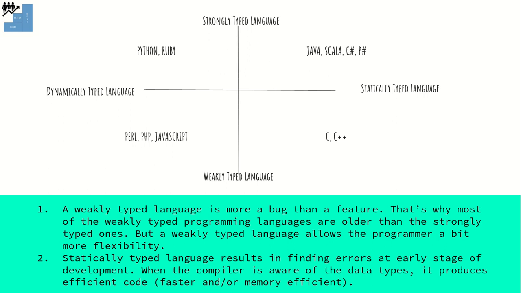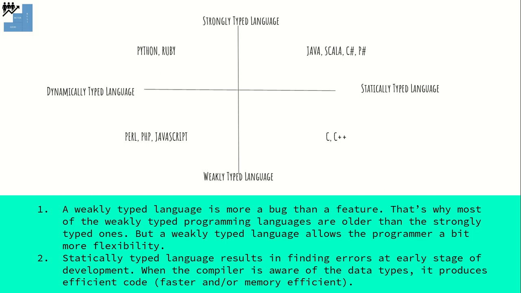Here is an XY axis based diagram which puts various languages into various quadrants based on whether they are strongly typed or weakly typed, statically typed or dynamically typed, and so on. As we can see, C and C++ are weakly typed and statically typed languages, whereas Python and Ruby are dynamically and strongly typed languages.